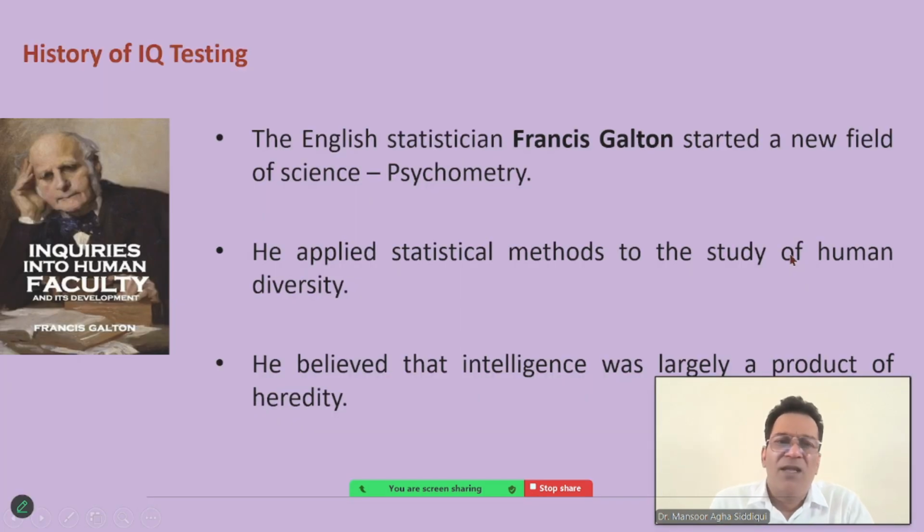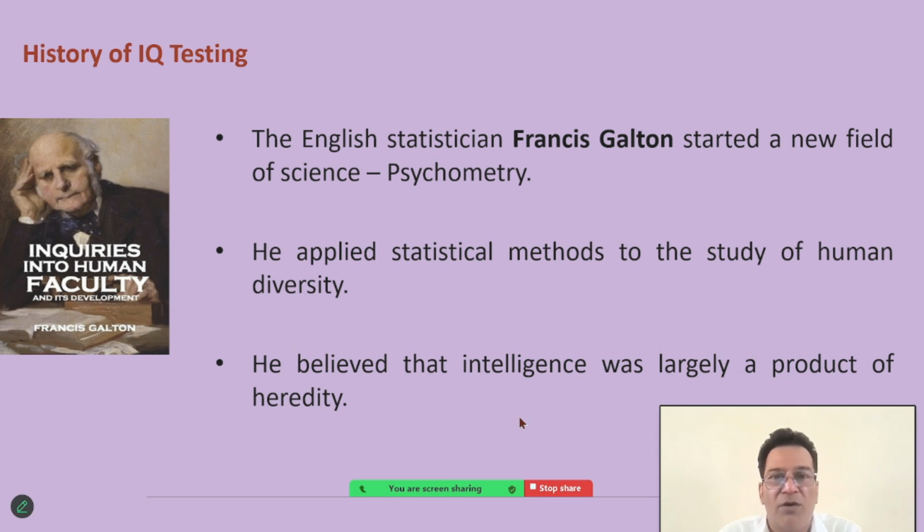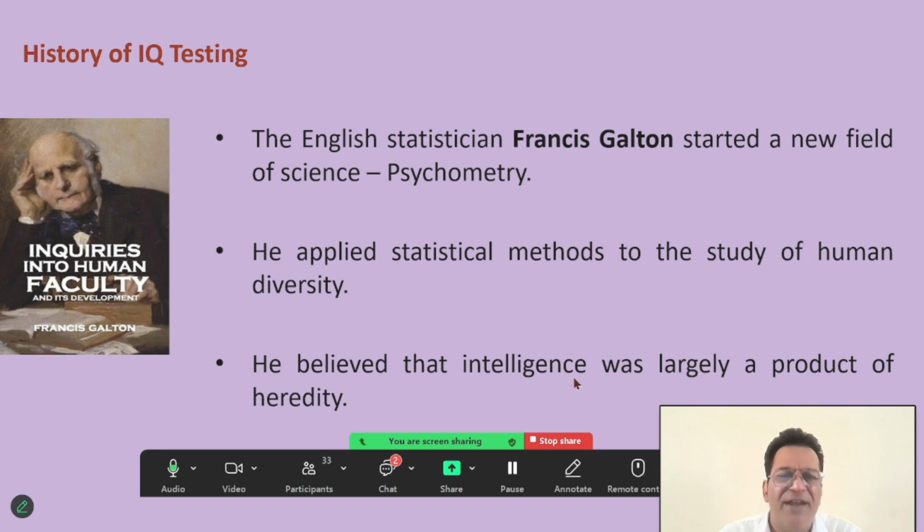Then came a particular scientist by the name of Francis Galton. He started a new field of science called psychometry. Psychometry was about measuring intelligence. He believed in statistical method, which means he started measuring the size of people's heads and thought that people who got a bigger head would be more intelligent. And he thought that heredity is the reason behind intelligence, basically.